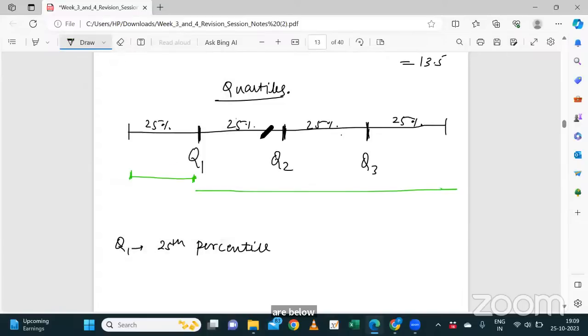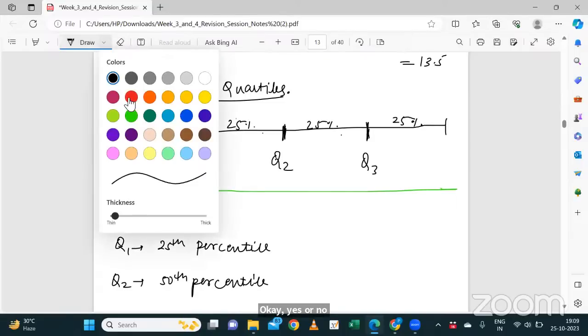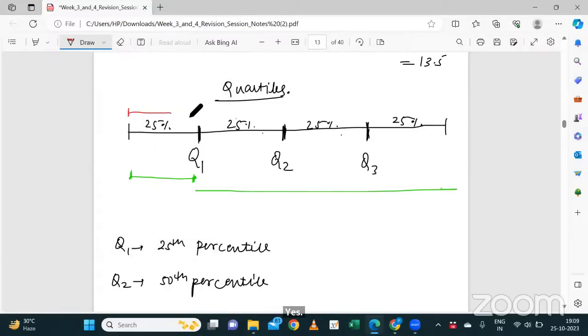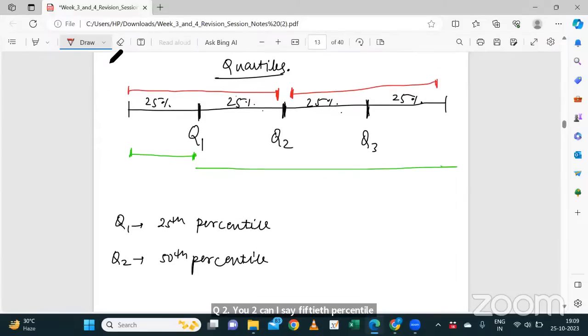Tell me about Q2. Can I say the 50th percentile? What does this mean? 50% of the observations are below it, and the remaining 50% are above it, right? Clear? Now, what about Q3? The 75th percentile. That means if you see 75% of the observations, this 25, this 25, this 25.